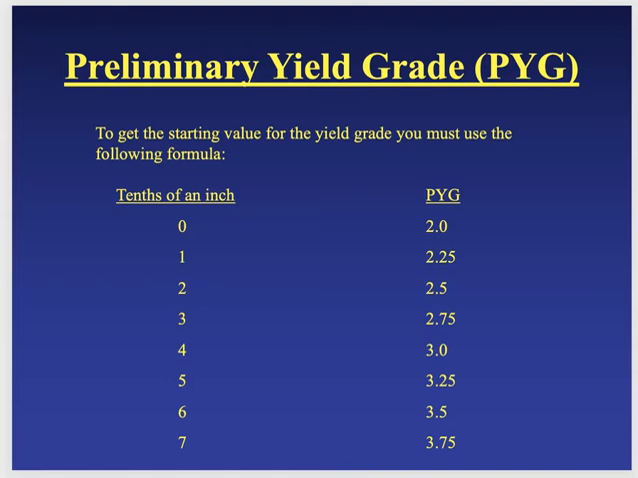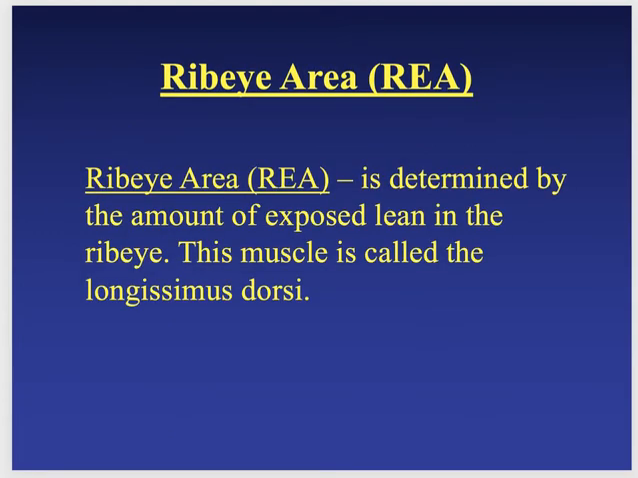Now all of these, this would make a very good test question for you to try to look at and try to figure out a way to look at it. So if we go to the next part of the equation, it is the ribeye area, or the REA.